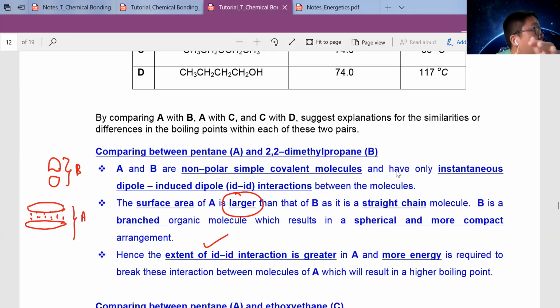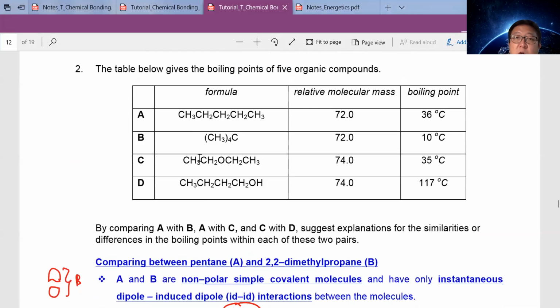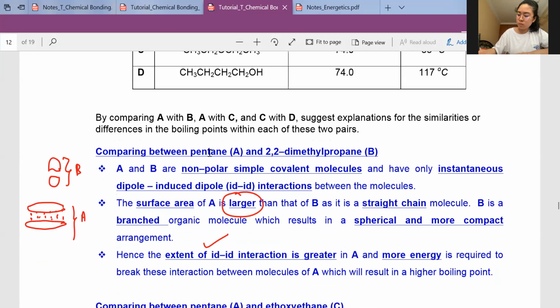Okay, so talk about the key reason to explain the boiling point difference. All right, okay. So that is your A and B. Okay, don't worry, we will not ask you to name because right now you don't know the name of A. Just call it A and B will do. So you don't need to say pentane, 2,2-dimethylpropane. You haven't reached organic chem yet. Don't worry about that. Okay, so this is surface area.